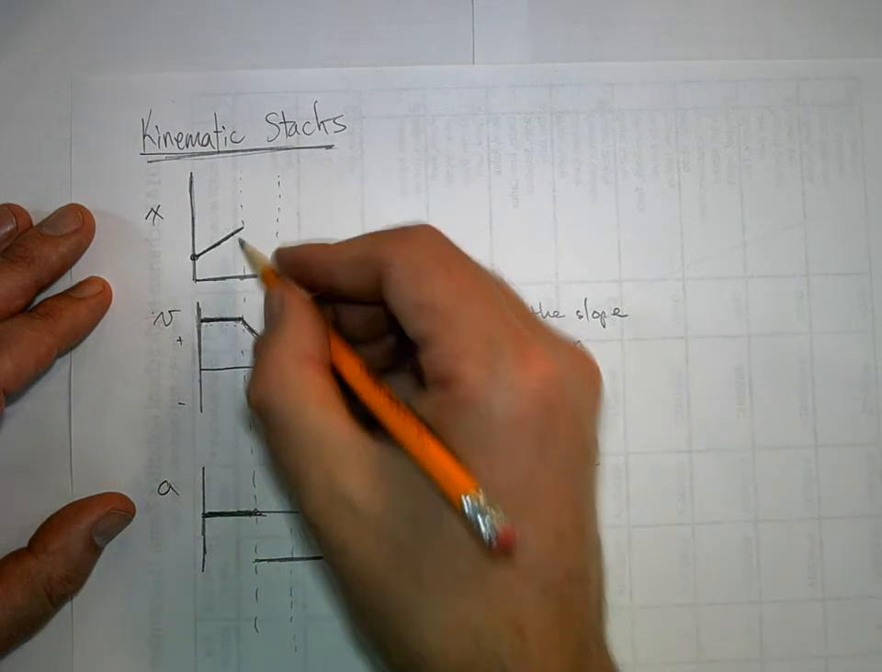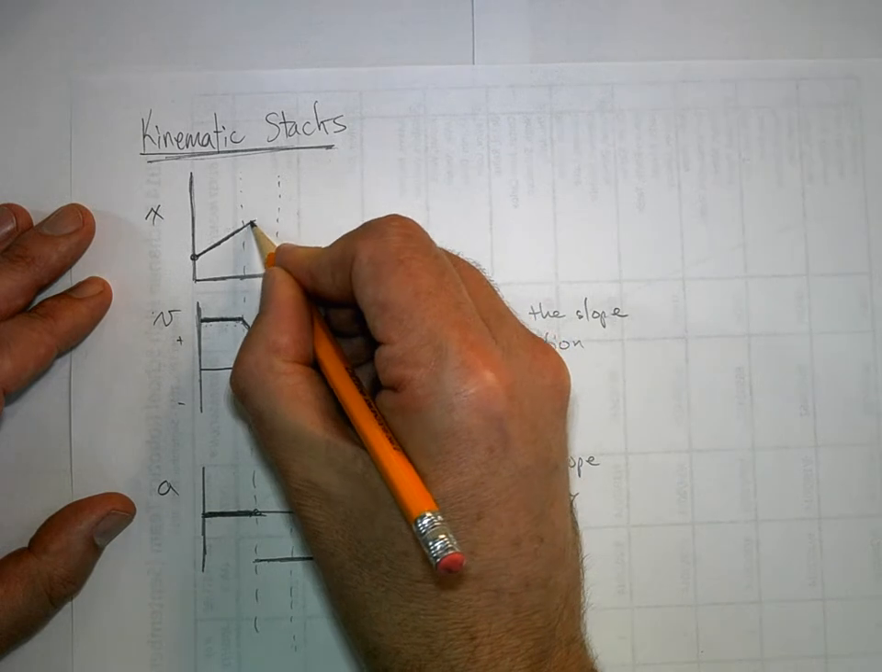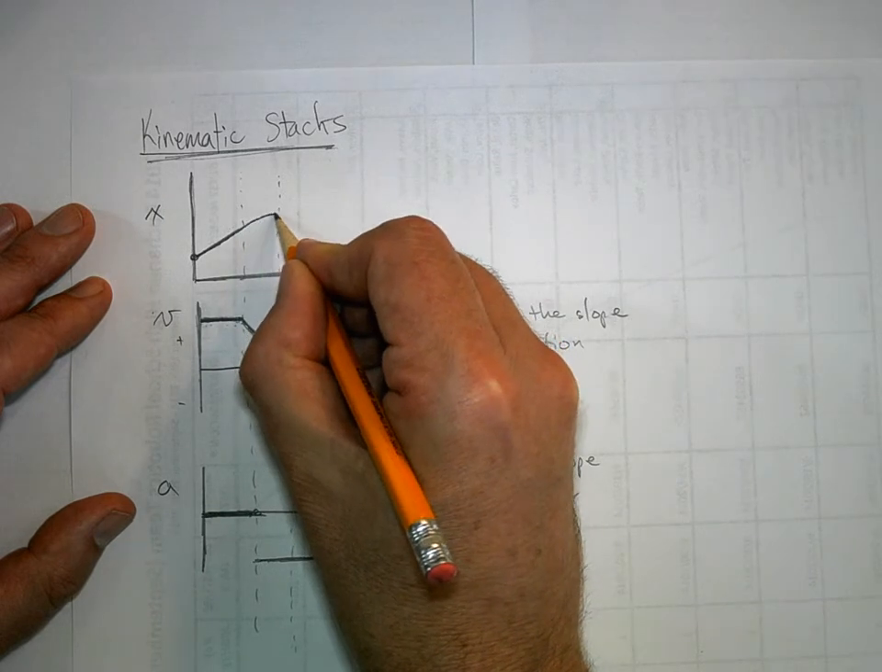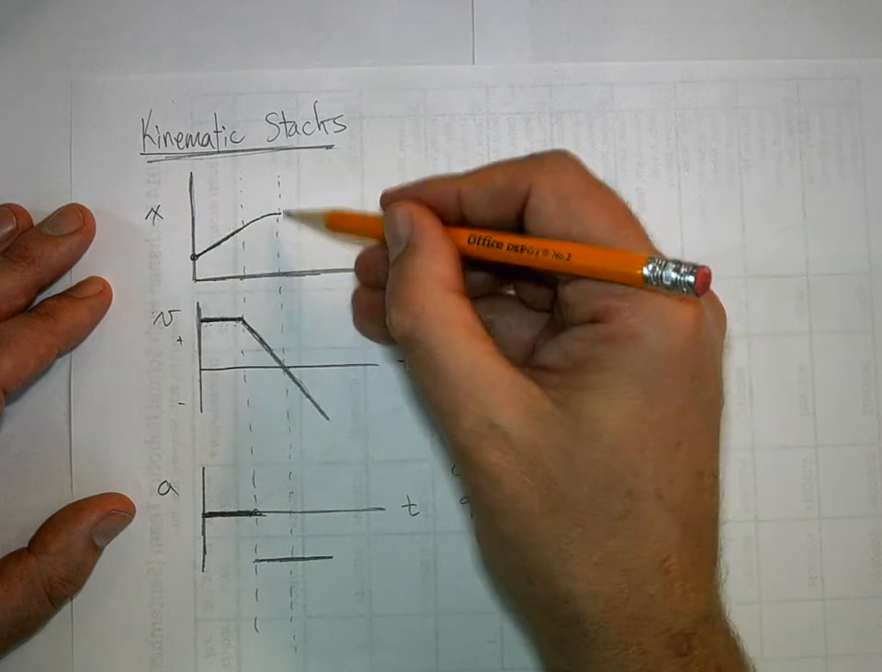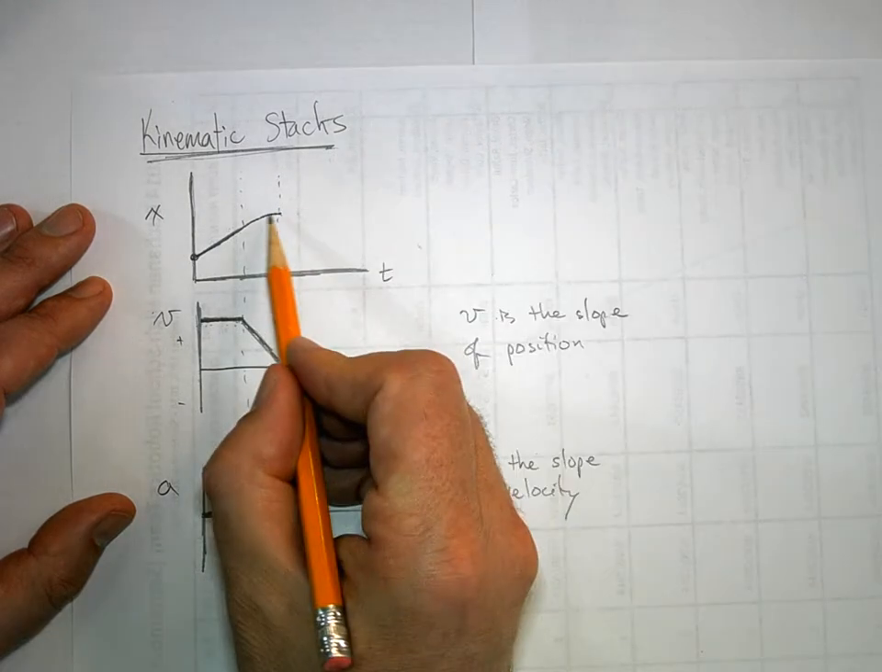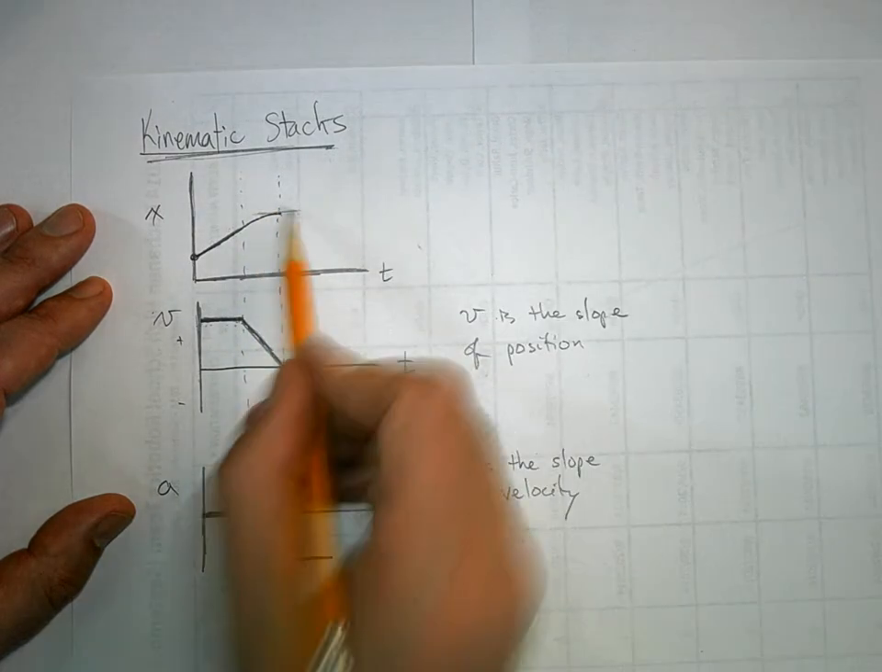And that means, hey, my velocity is a little bit less, a little bit less, a little bit less, until what happens right here? My slope is zero right there.